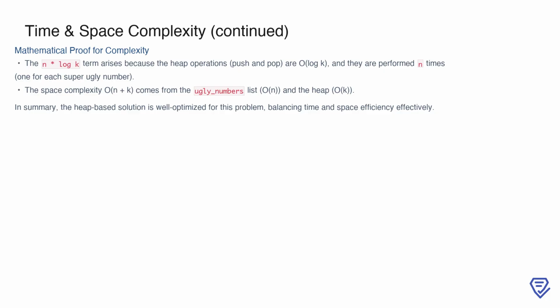The space complexity, O(n + k), is derived from the ugly_numbers list, which requires O(n) space to store the results, and the heap, which takes O(k) space for the k primes. Together, these complexities demonstrate that the heap-based solution balances time and space effectively. By selectively generating only the necessary values and maintaining a small heap, the algorithm ensures optimal performance for this problem.